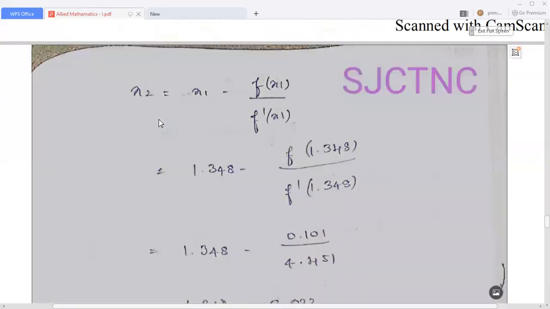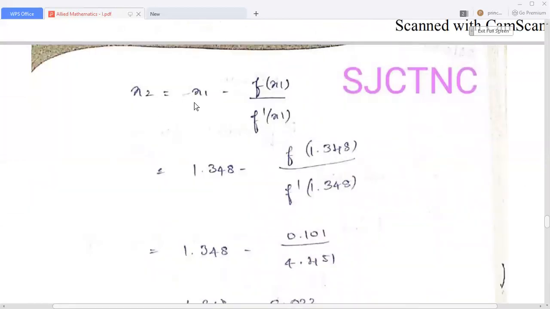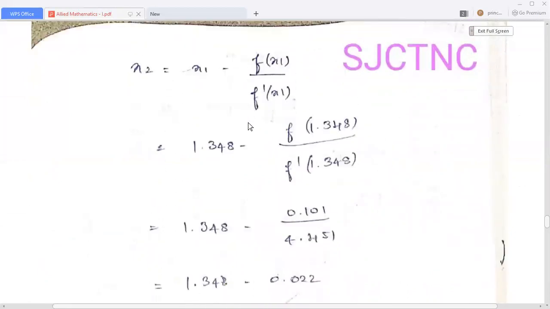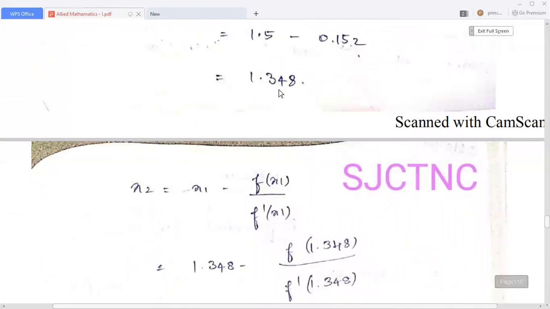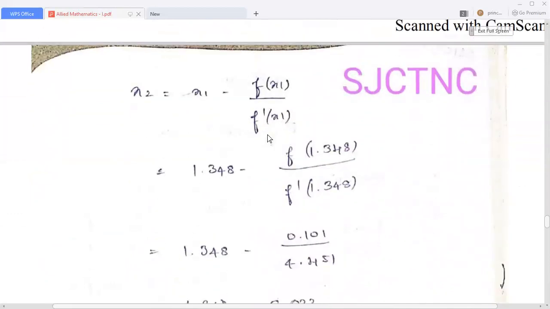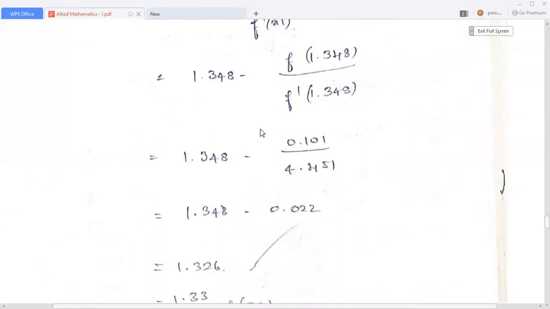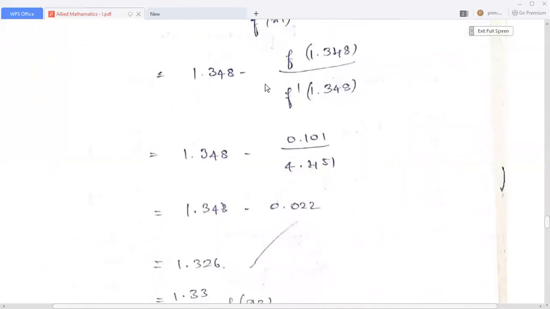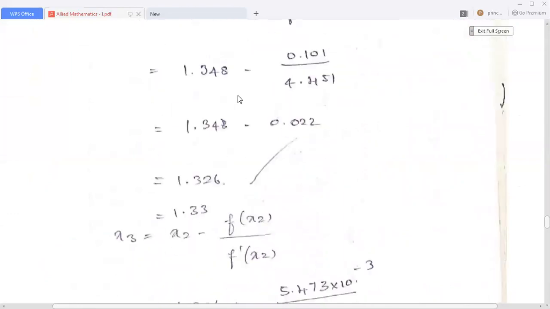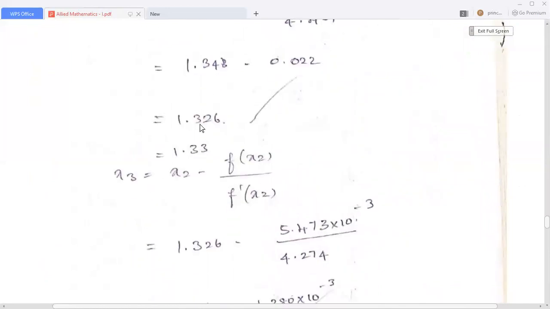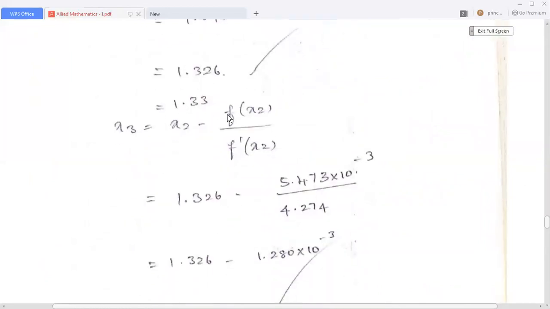Similarly, we calculate the second approximation x2 equal to x1 minus f of x1 by f dash of x1. To find x2, we need the x1 value, that is 1.348. That is to be substituted in x2. Now we calculate these expressions. Then we get the answer, that is 1.326. So correct to 2 decimal places, that is equal to 1.33.